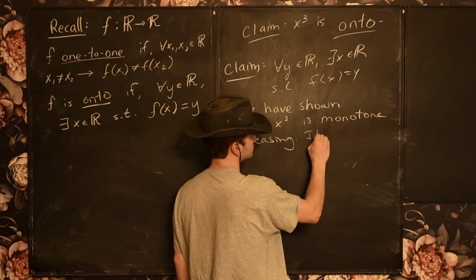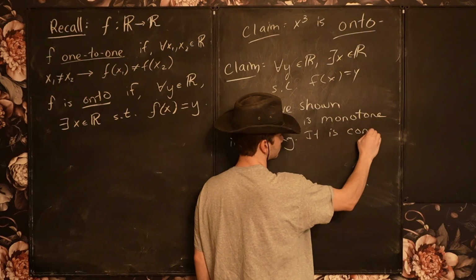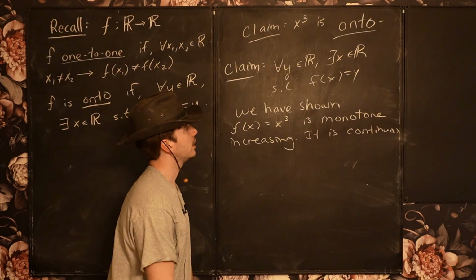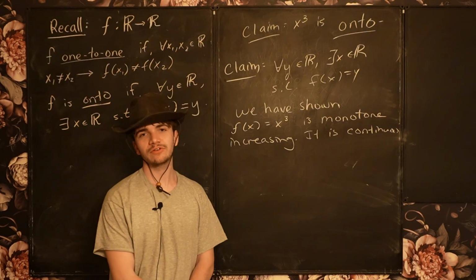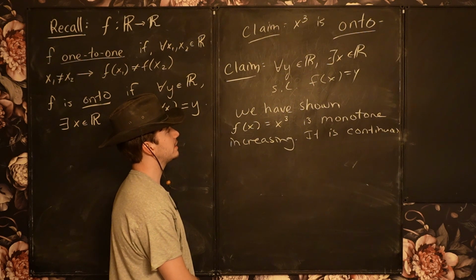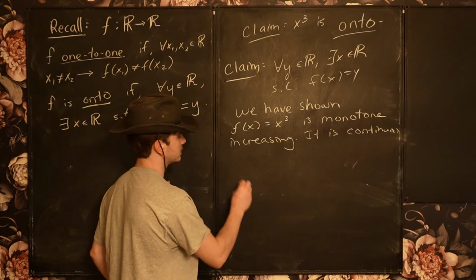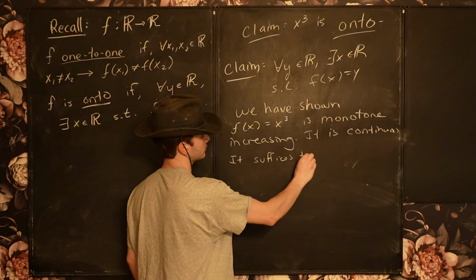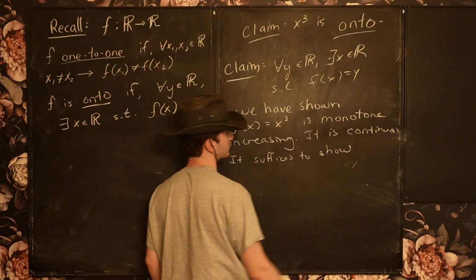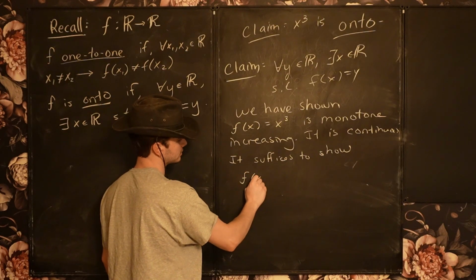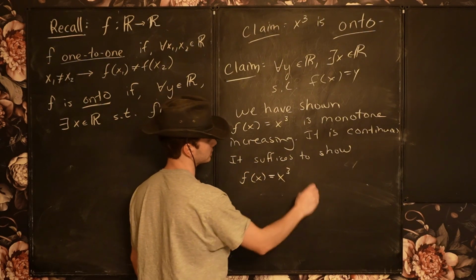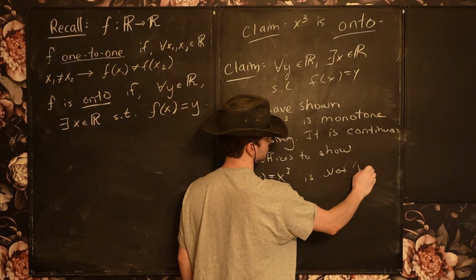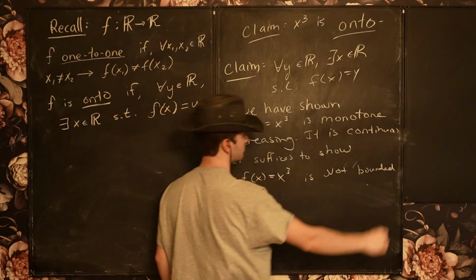Okay, so it is continuous. Again, we haven't even defined continuity yet, but we're going to take for granted that it's continuous. And the idea is that it suffices to show that f of x equals x cubed is not bounded above or below.